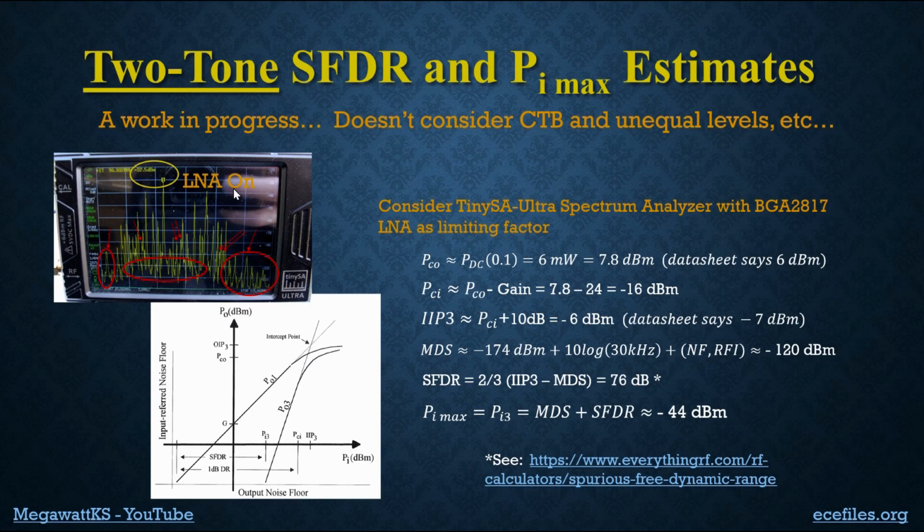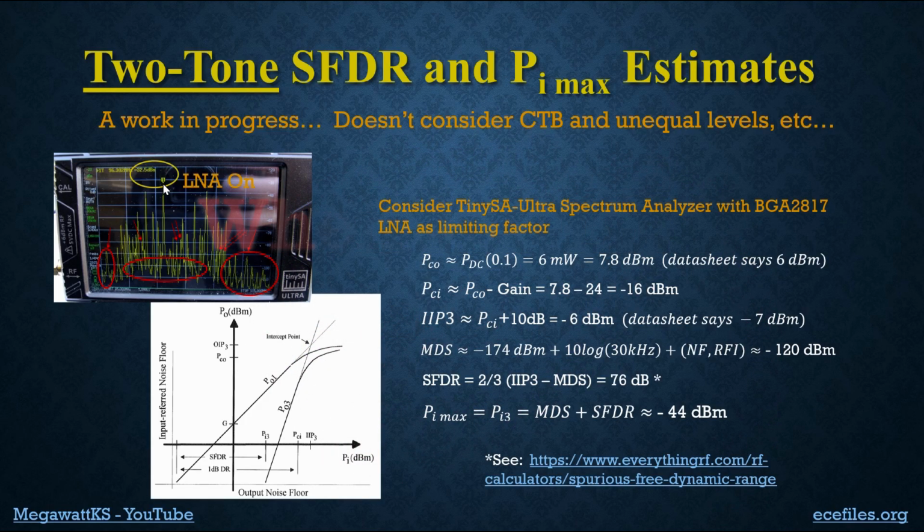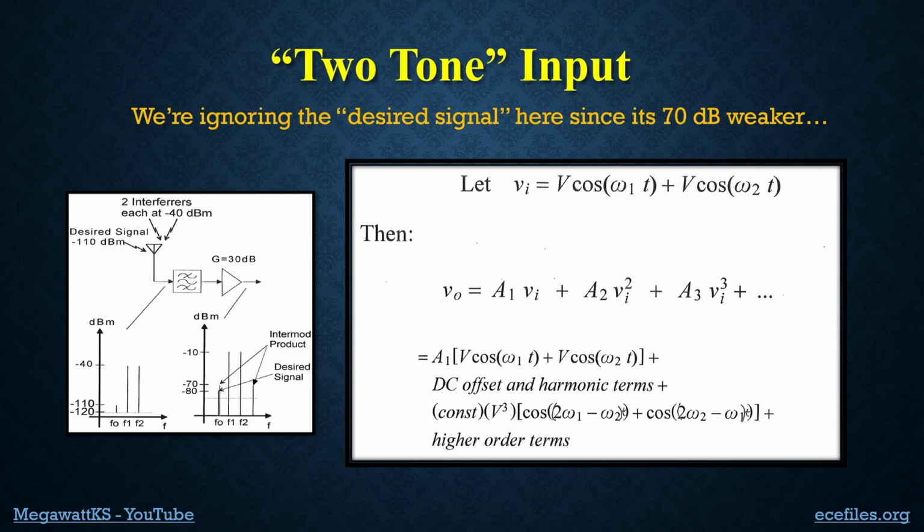This is our problem. When the LNA is on in the Tiny SA Ultra, we generated all these intermods, and we don't want them. We'd like them to get below the noise floor. So how can we calculate what the maximum input signal level would be for that to happen? Well, the first thing we have to do is give up on looking at a real-world spectrum here. We have to fold back into the math world of you got two signals and they're the same amplitude. You can do it with two differing signal amplitudes. It gets trickier and it would make this video last way too long.